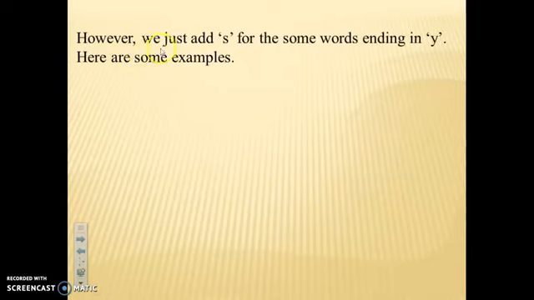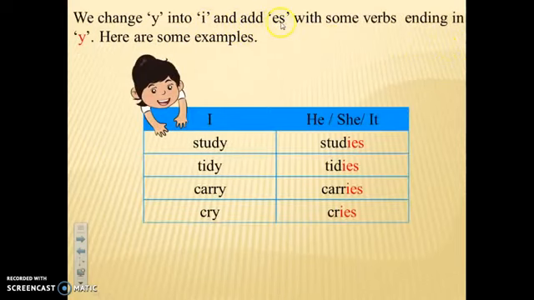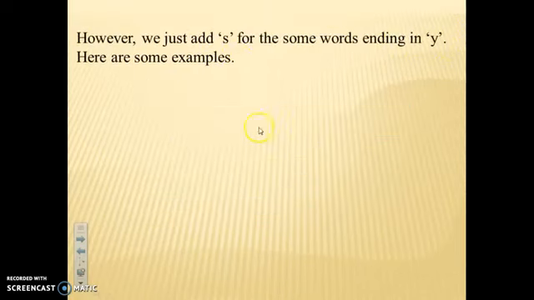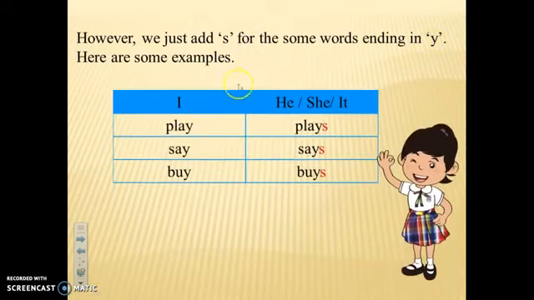But sometimes we just add s for some words ending in y. So this rule, ies, is not for all verbs. So you need to know about these ones that end in y. For example, play. No need for es, we just add s. The same with say, we just add s, and buy, we just add s.